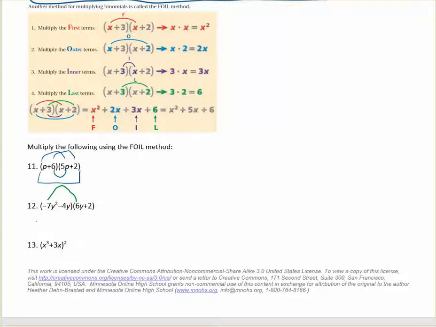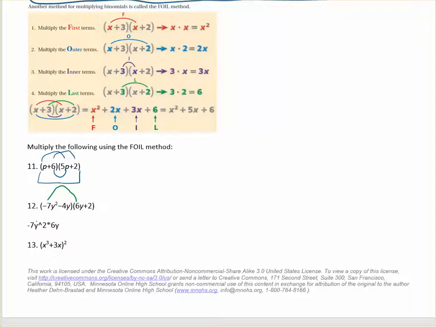Now you can do this off to the side or in your head. I'm just going to go ahead and write that. Negative 7y squared times, I'll use the times sign, 6y. That's my first times my first multiplication. And I'll simplify that later.